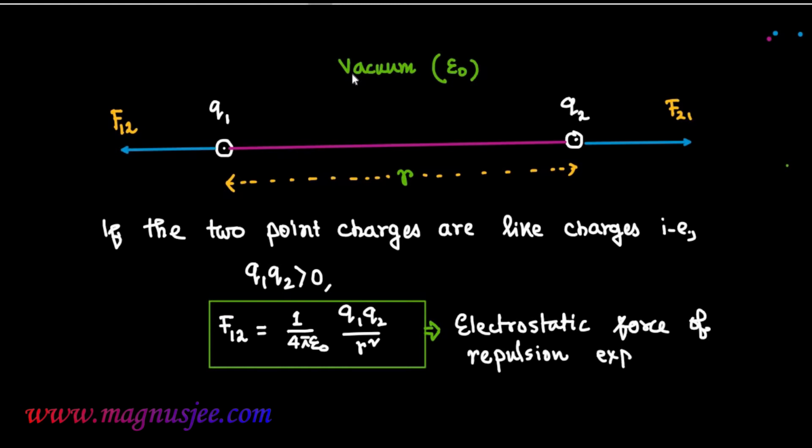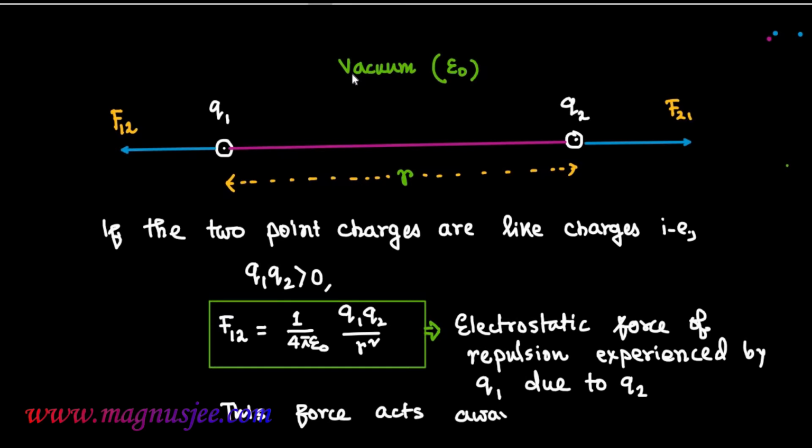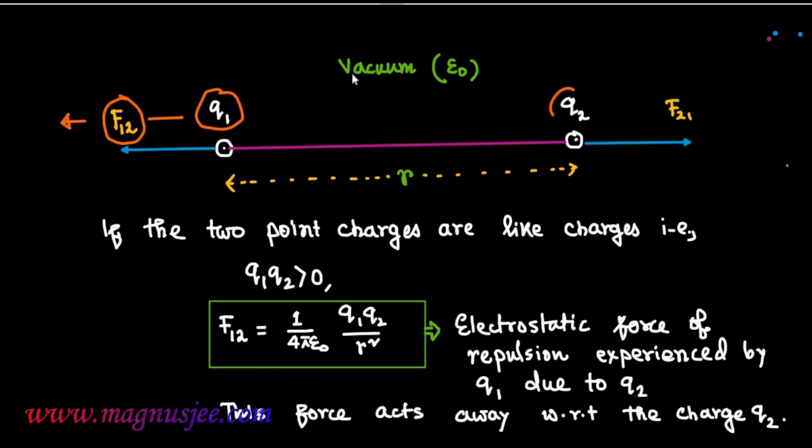Electrostatic force of repulsion experienced by the point charge q1 due to the other point charge q2. This force acts away with respect to the charge q2. F12 is the force experienced by the point charge q1 due to the other point charge q2, and this force F12 acts from the point A and acts away with respect to q2.